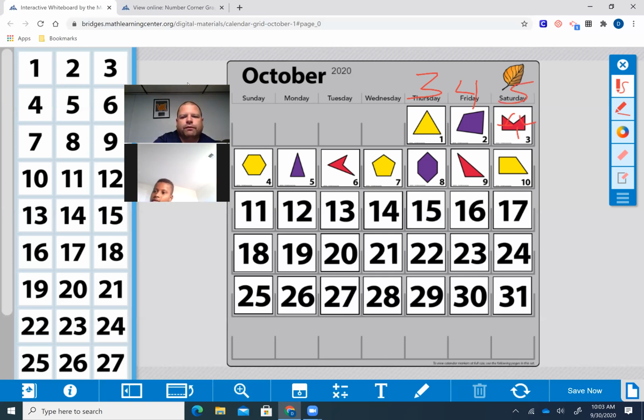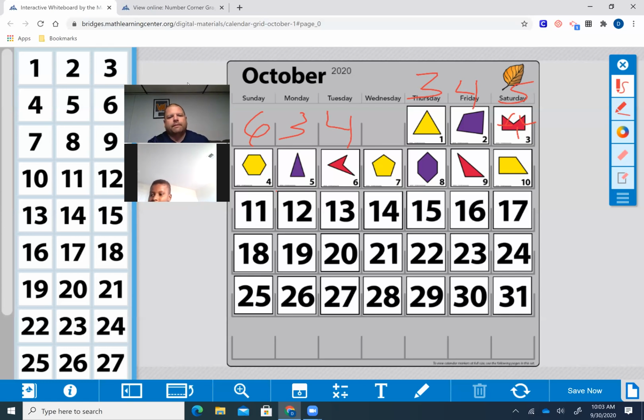How about card number 4? How many sides does that have? 4. Yeah, card number 4. 6. So it has 6. And how about card 5? 3. And how about card 6? 3. Count them. I mean 4. That's 4. Are you starting to see a pattern develop?